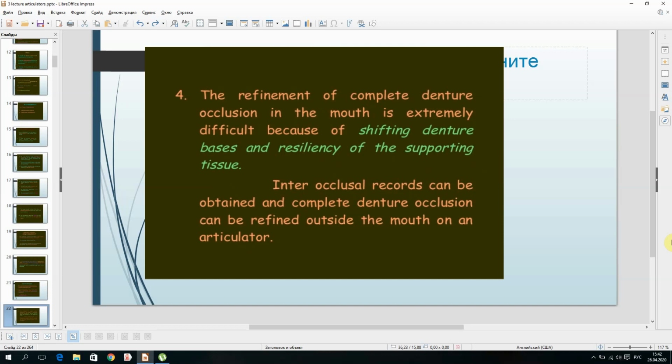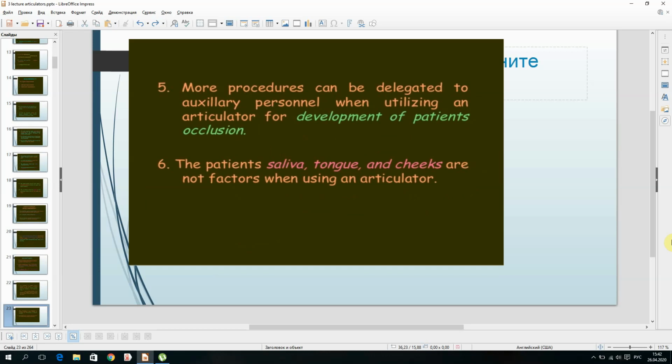Interocclusal records can be obtained and complete denture occlusion can be refined outside the mouth on an articulator. More procedures can be delegated to auxiliary personnel when utilizing an articulator for development of the patient's occlusion. The patient's saliva, tongue, and cheeks aren't factors when using an articulator.